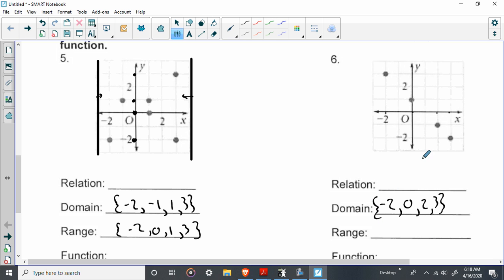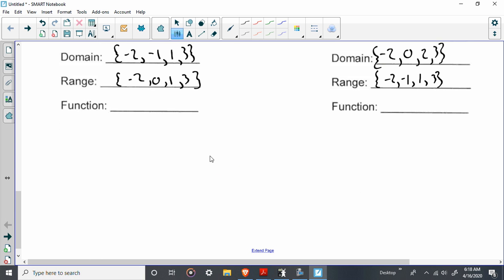And your range, going up, will be here, here, here, and here. So where would they be? -2, -1, 1, and 3. There are a couple more on the next page.